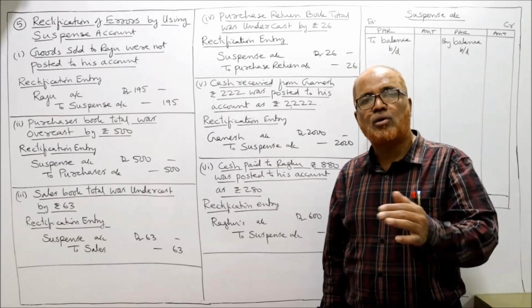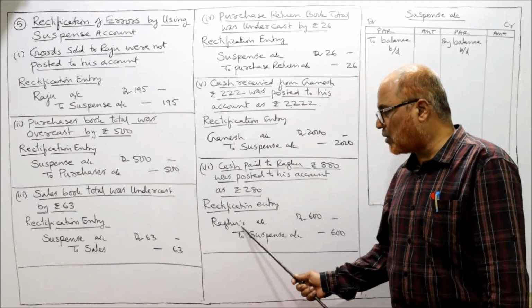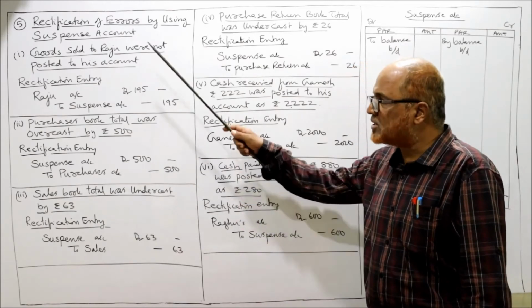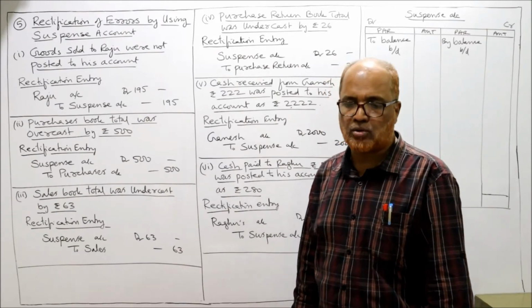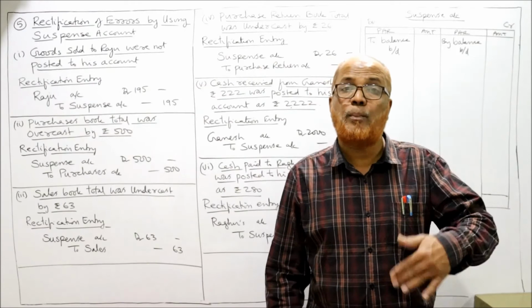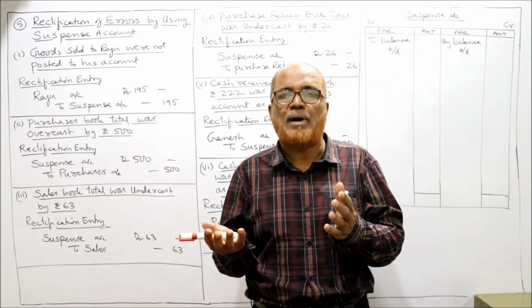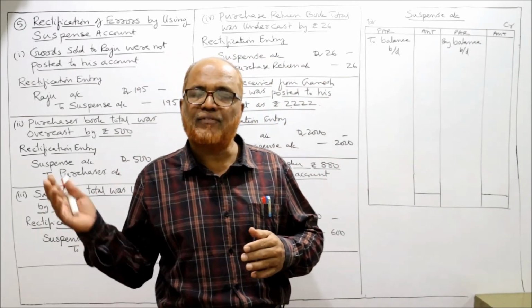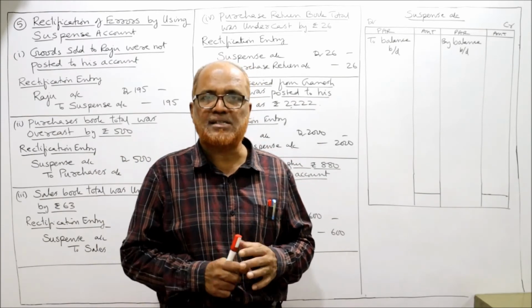Right? So which account should be credited? Suspense account. So Raghu's account debit to suspense account 600. That's it. So we have passed all the rectifying entries by using suspense account. Now we will open a suspense account and find out the opening balance of suspense account. See here, suspense account may show a debit balance or a credit balance. We don't know. After recording all these rectifying entries, we'll make a suspense account.